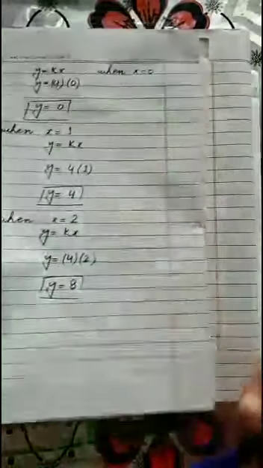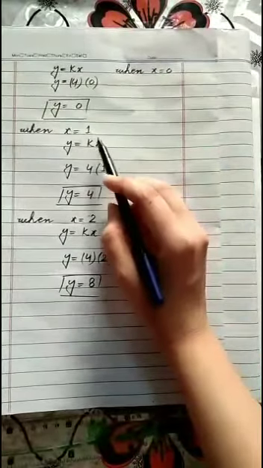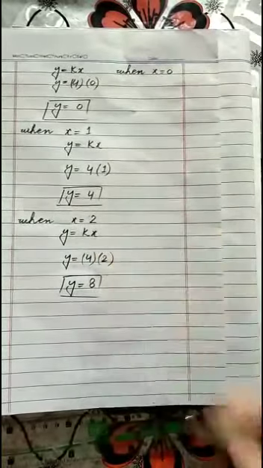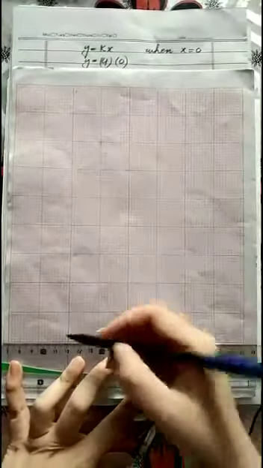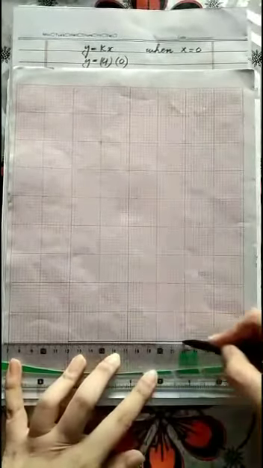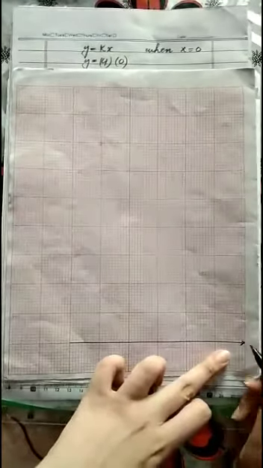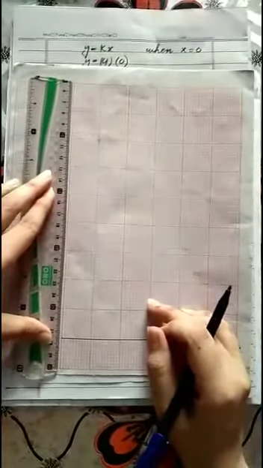Students, let's draw the graph by using these points: x equal to 0 first, and we got y equal to 0; then x is equal to 1, and we got y is equal to 4; and x is equal to 2, y is equal to 8. On the graph paper, we consider the horizontal line as the x-axis, and the vertical line that we draw we consider as the y-axis.